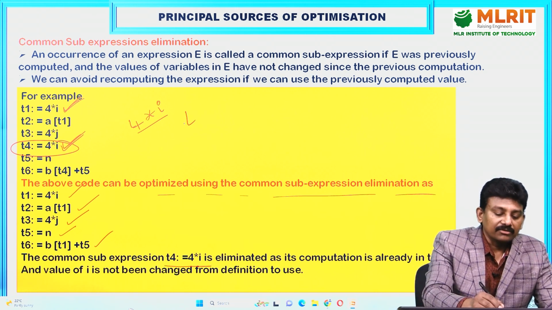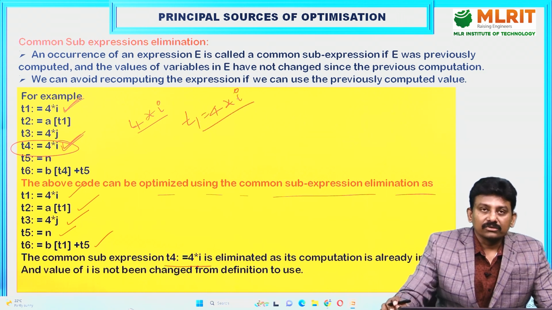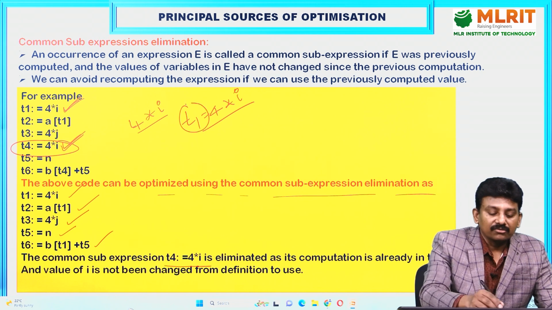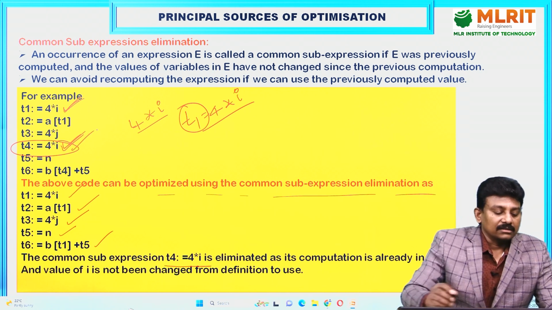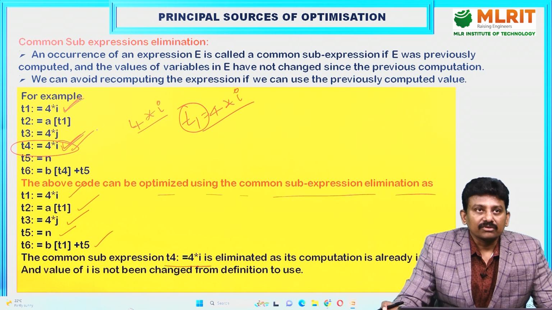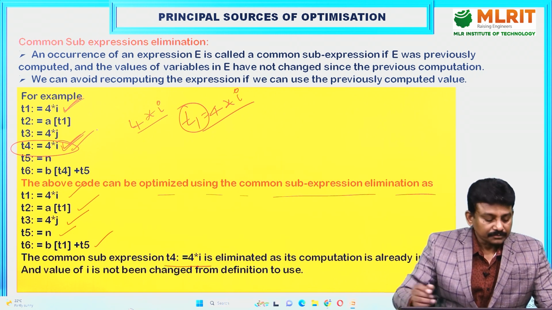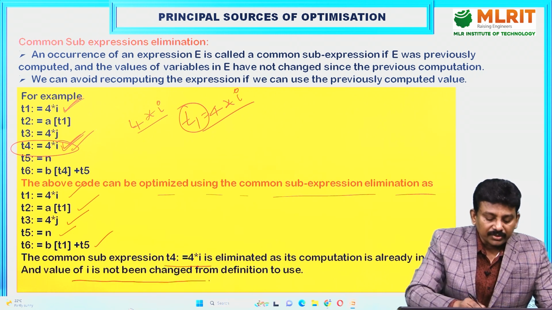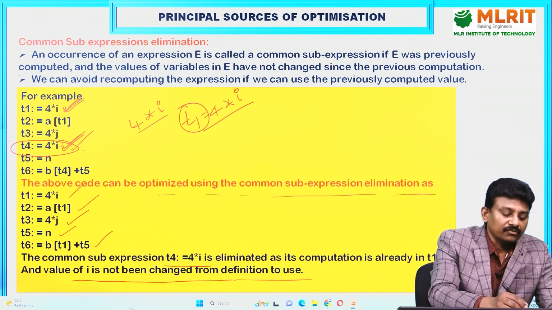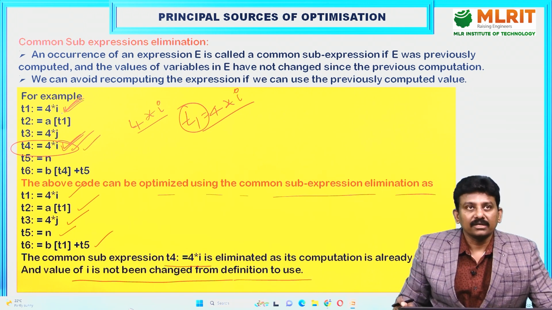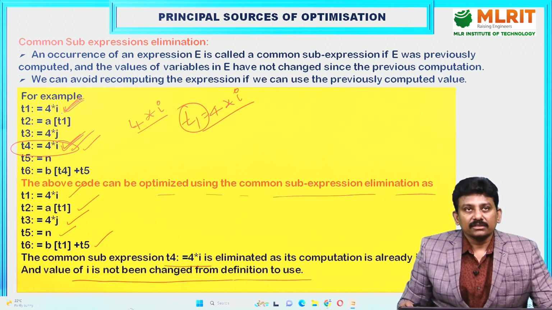See, T1 is equal to 4 into I. The result of 4 into I is stored in T1. So, we can reuse that result of T1 wherever required. No need to recompute the 4 into I in coming subsequent basic blocks. And value of I is not being changed from definition to use. So, from first statement to fourth statement, I is not modified. This is common sub-expression elimination.